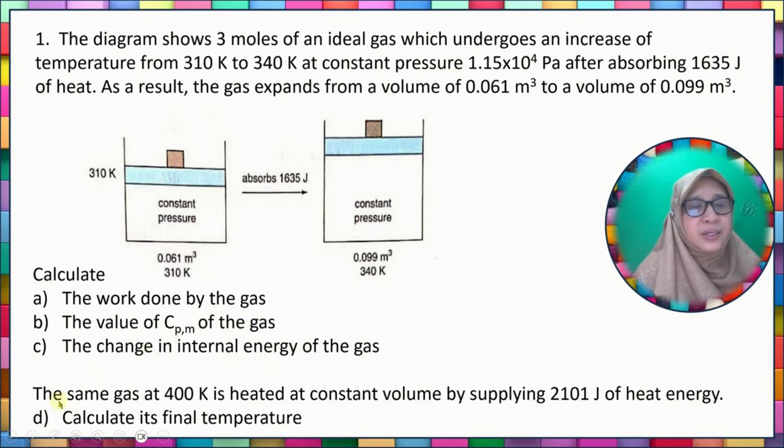And question D, the same gas at 400 Kelvin is heated at constant volume by supplying 2101 joule of heat energy. Calculate its final temperature.